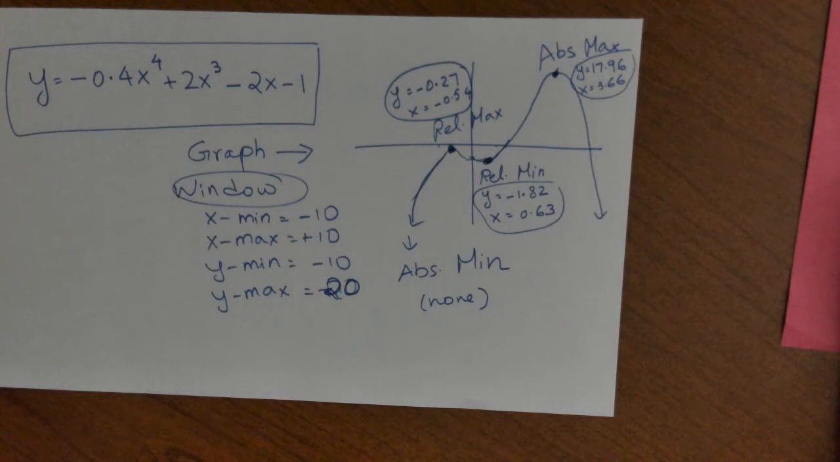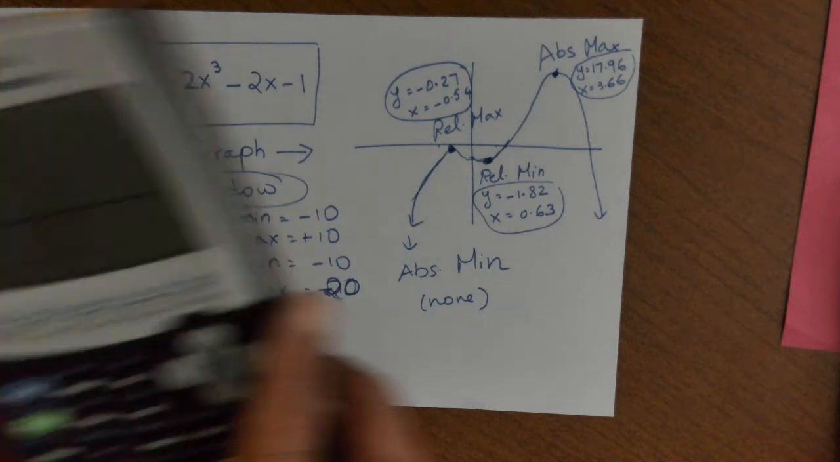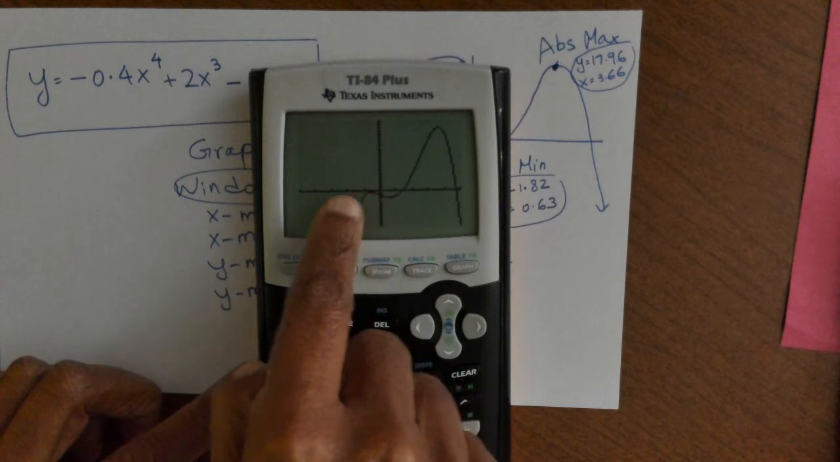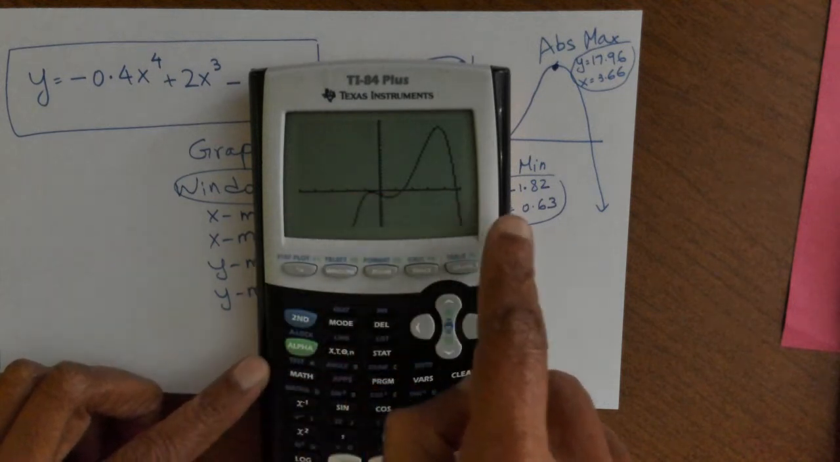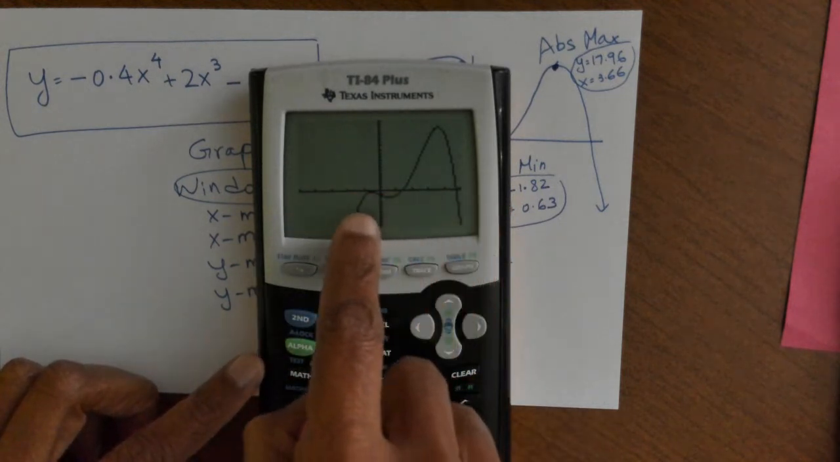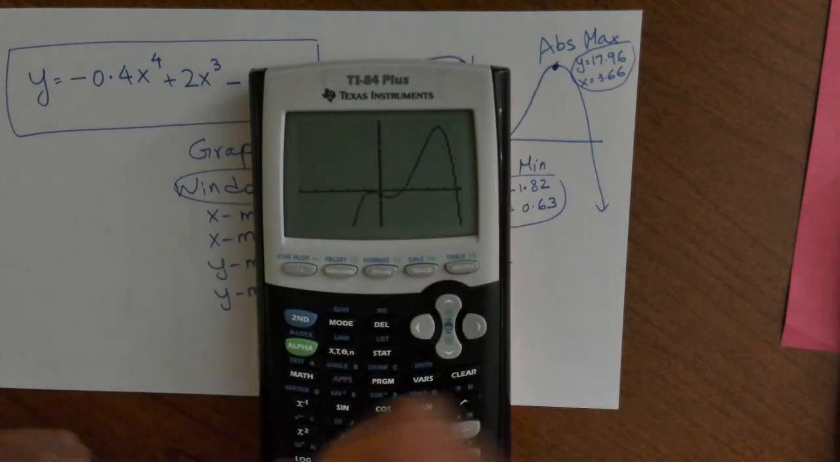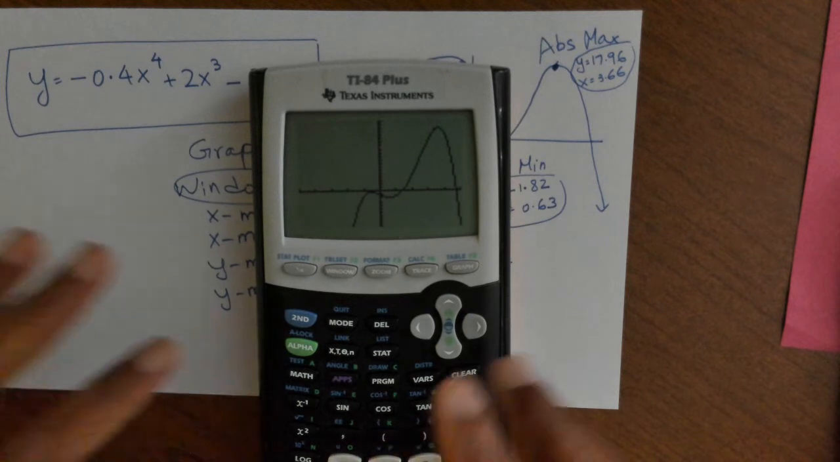Let's go through the process. When I hit my graph, this is what I see. Yours is probably a little more crunched because I actually changed my x minimum and x maximum to -5 and +5, because I did not need 10 and 10. So my graph is a little more clear. It's a little more stretched, but either way we'll be able to do that.